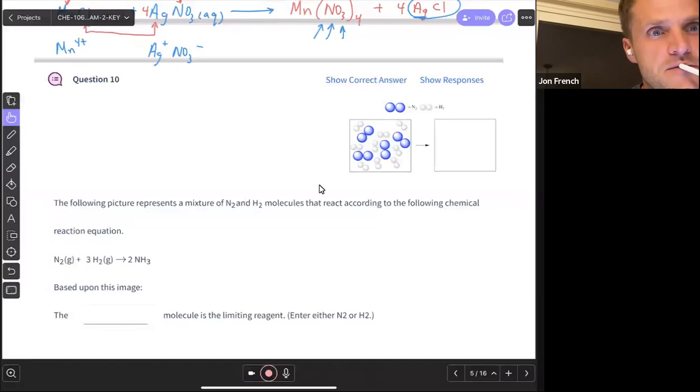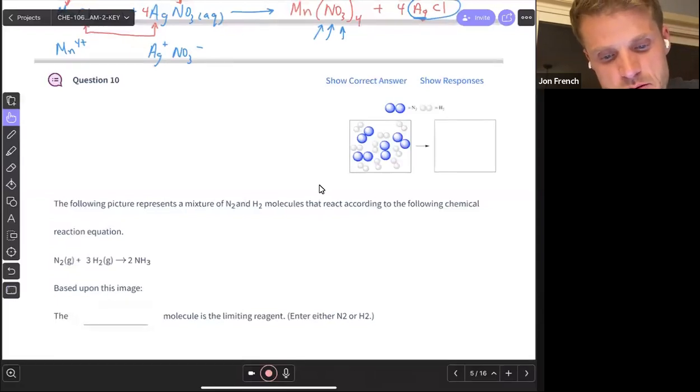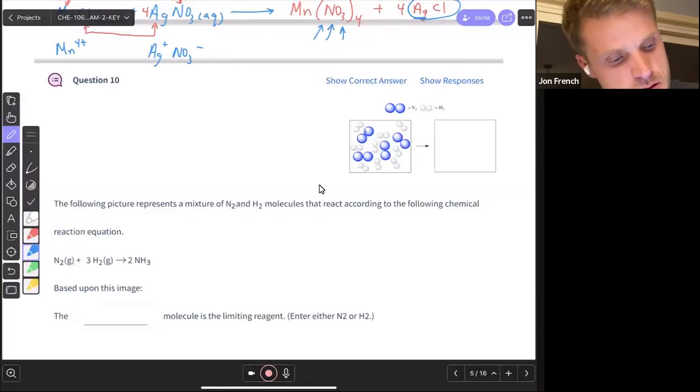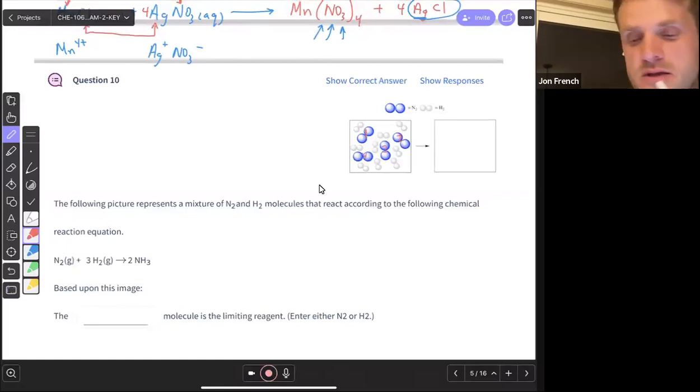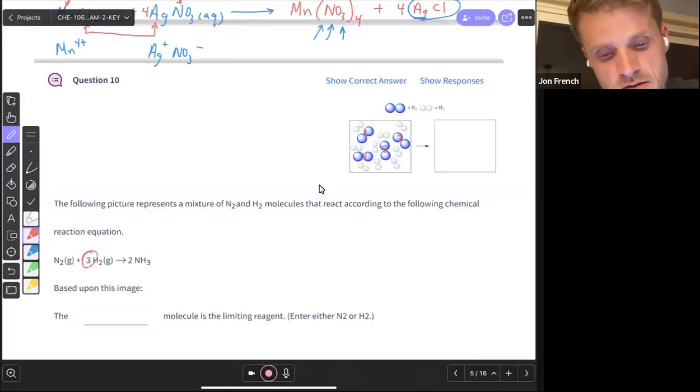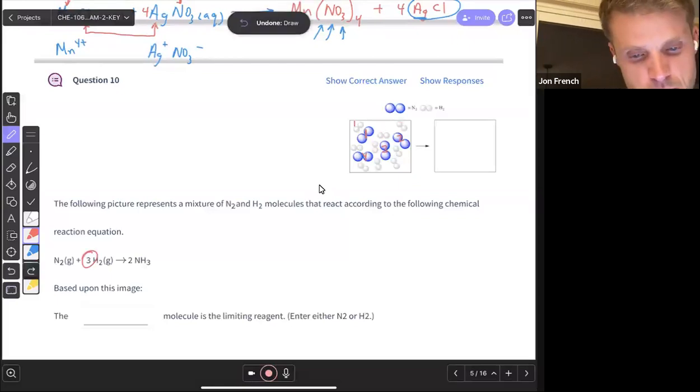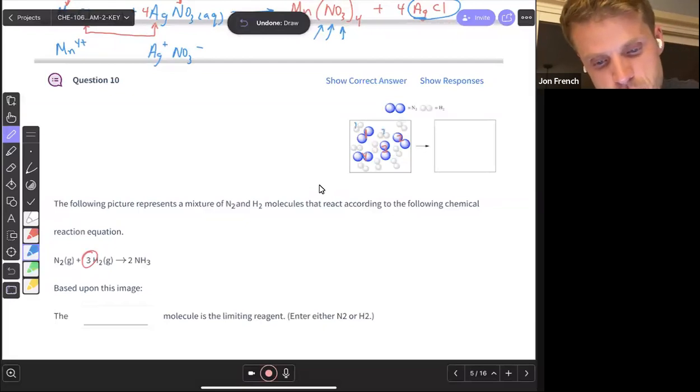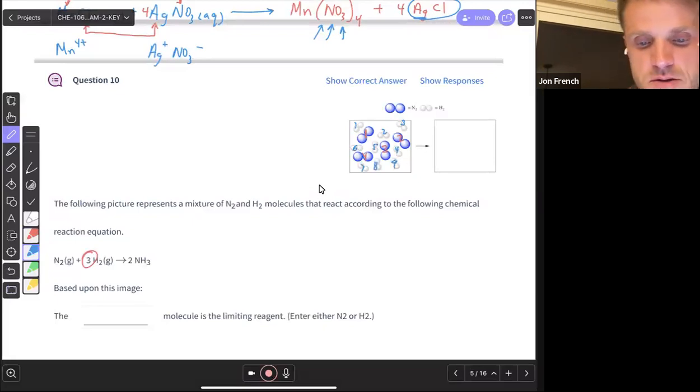All right, so for question 10, they want to know, we've got this reaction, nitrogen and hydrogen. So we've got one, two, three, four nitrogens. And that means we should have 3 times as much hydrogen. So I should have 12. I've got 1, 2, 3, 4, 5, 6, 7, 8, 9. So we don't have enough hydrogen.